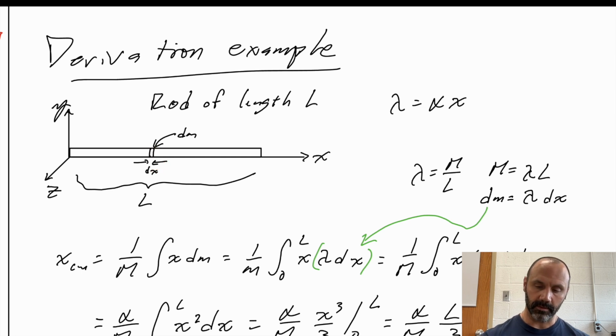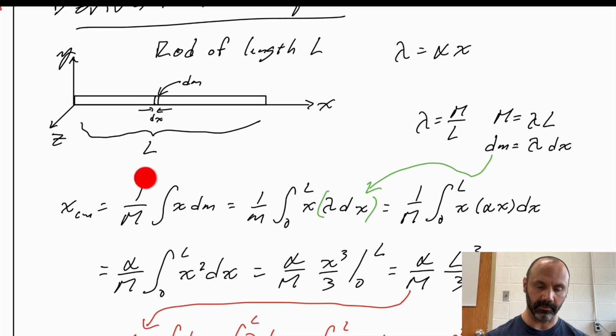Okay, so we start off with our basic formula: center of mass equals 1 over m integral x dm. Well, what is dm? Lambda is dm over dx, right? And so then dm, I can substitute in lambda dx. I have to do that because I'm going to integrate x, but I can't integrate x with respect to m. So I need to get this in terms of x, in terms of dx.